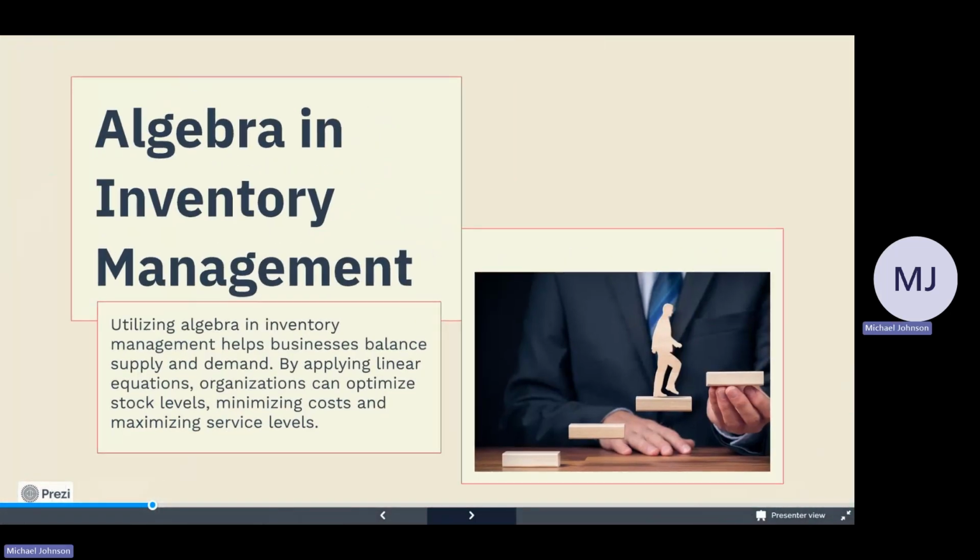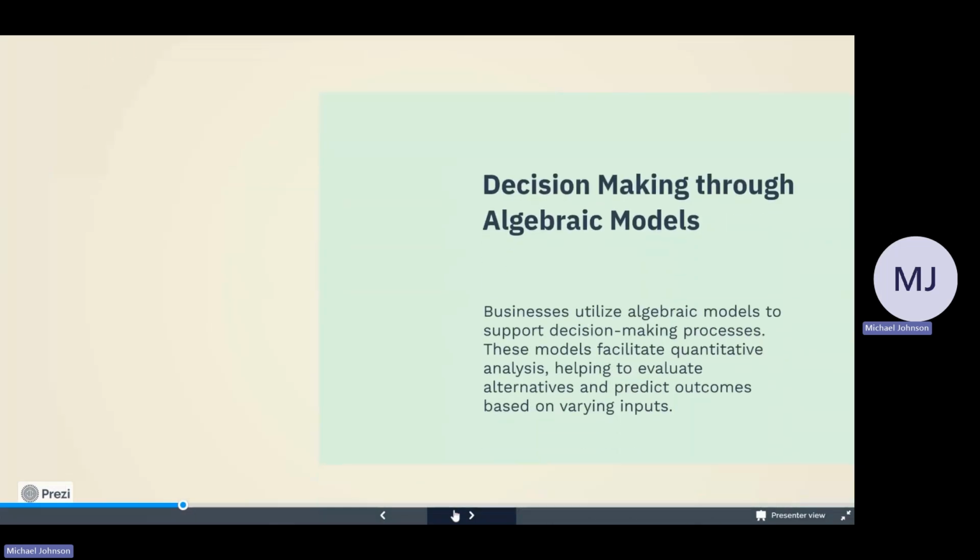Algebra and inventory management. Utilizing algebra in inventory management helps businesses balance supply and demand by applying linear equations. Organizations can optimize stock levels, minimizing costs and maximizing service levels.